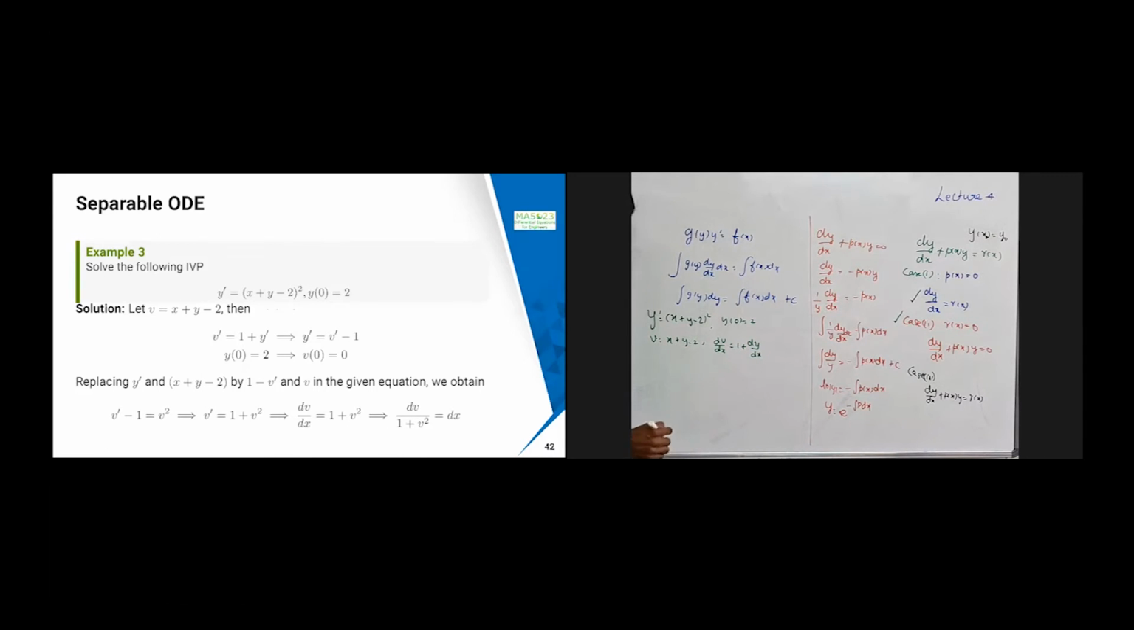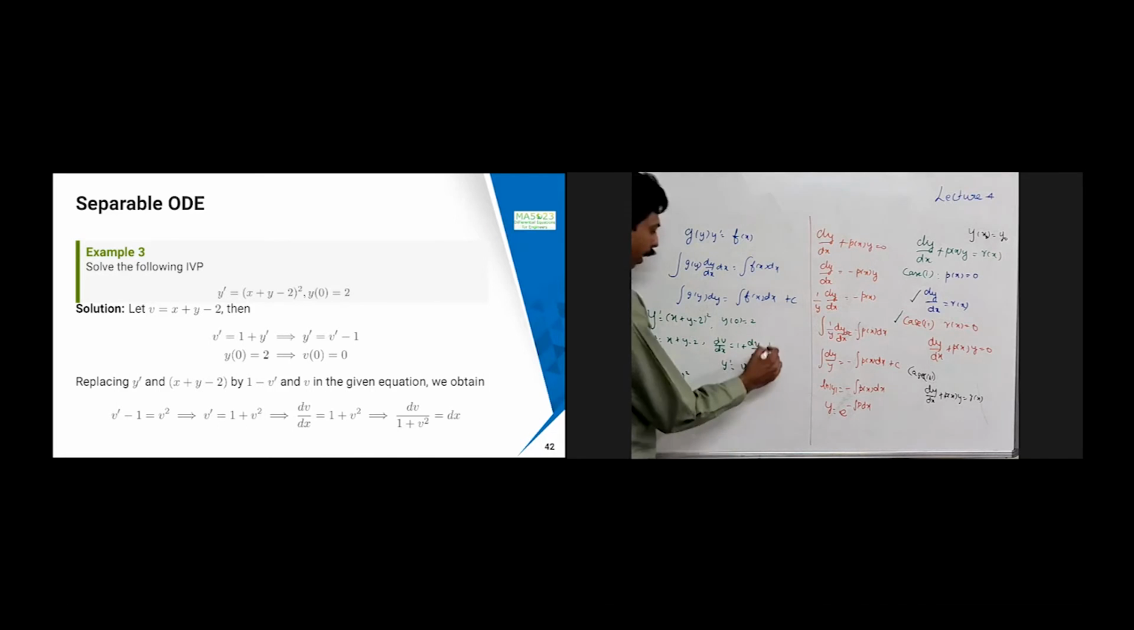Okay, 1 plus dy by dx is going to come. So therefore, y dash is going to be v dash minus 1. I can substitute it over here. So v dash minus 1 equal to x plus y minus 2, which is nothing but v square. Okay, v dash minus 1 is going to be v square.